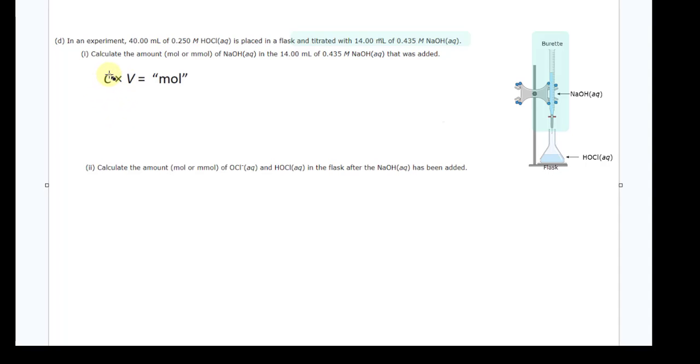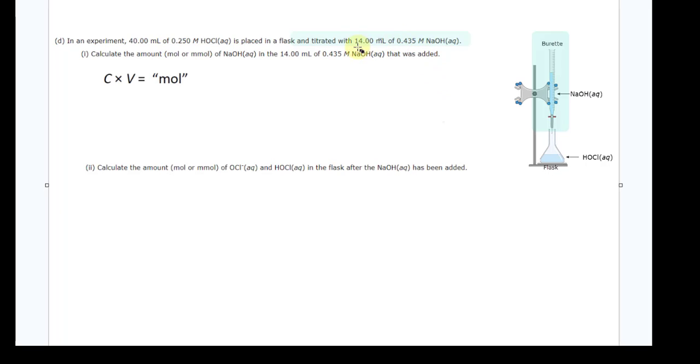And of course, you know this. Concentration times volume will end up giving you moles, the amount. This is just like we know that if you take grams and divide by molar mass, we get the amount. This is one of the equations that by now should be second nature to you. So let's do the calculation.